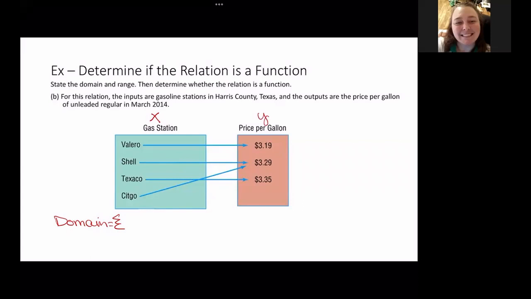Now, remember I said we put them in numerical order? Well, if it's a word, we can't put it in numerical order. So we put it in alphabetical order. So Citgo first, then Shell, then Texaco, and then Valero.